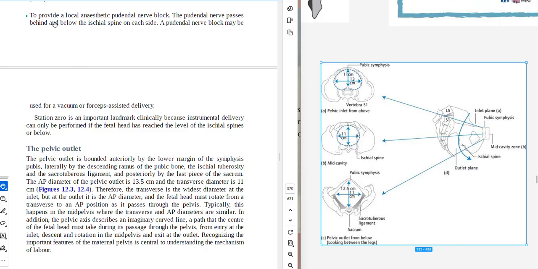Also, remember to provide a local anesthetic for any forceps delivery. The pudendal nerve is blocked. We give a local anesthetic pudendal nerve block. The pudendal nerve passes behind and below the ischial spine on each side. So for a pudendal nerve block, we use the ischial spines as a landmark, right? For vacuum or forceps assisted delivery, we give a local anesthetic, which is your pudendal nerve block.